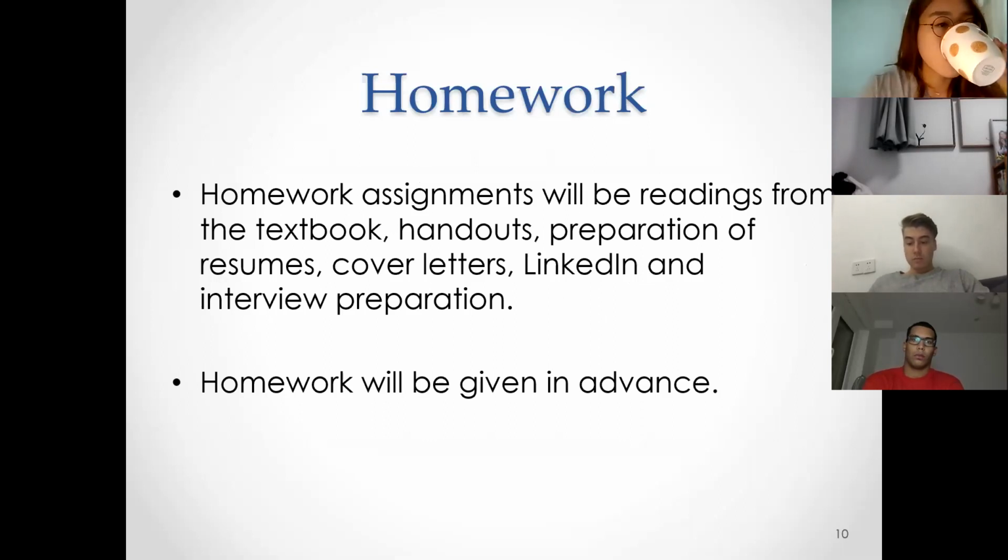Homework. So homework is going to be reading in the textbook. I will give you handouts or case studies. I will sometimes ask you to write things. I might adjust this and give you a grade on certain things. I will ask you to make resumes and cover letters and to make sure everybody is on LinkedIn. There are things I will ask you to do because this is HR.